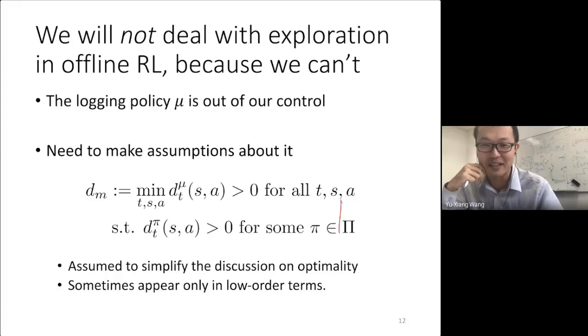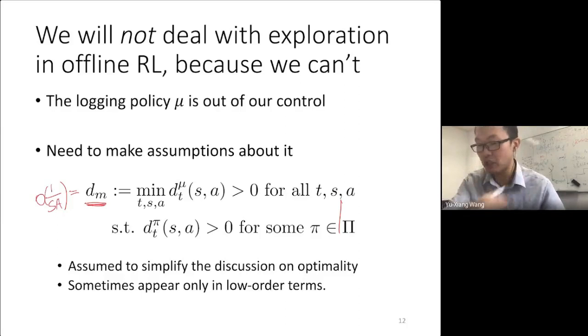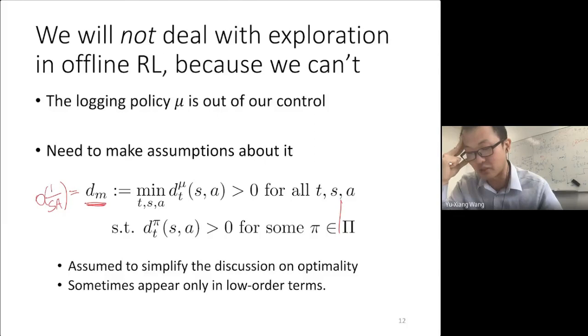In today's talk, I'm going to assume away the problem of exploration by saying that the logging policy satisfies some kind of near-uniform style of assumptions. So we define this quantity d_m to denote, when you are running this logging policy, the smallest probability of seeing (s, a) at each time t for all state action pairs with some kind of non-zero probability. You should think about this quantity as something that's proportional to 1/SA. Every episode you are getting H steps, and if this is really uniform exploration, then d_m is proportional to 1/SA. Again, this is assumed to simplify the discussion, and sometimes it appears only in low order terms, and it becomes less of a trouble to assume, but not always.